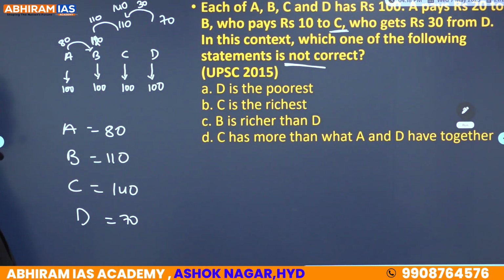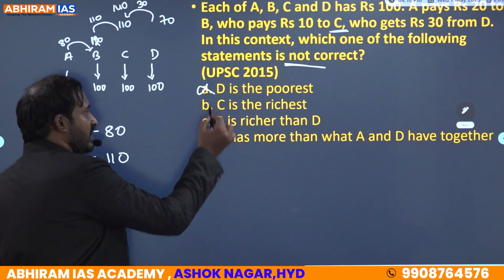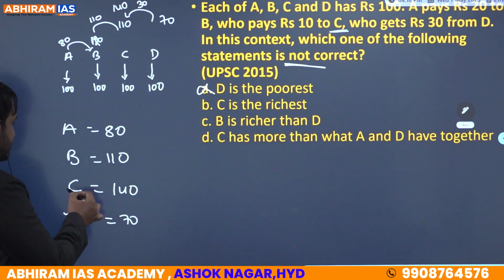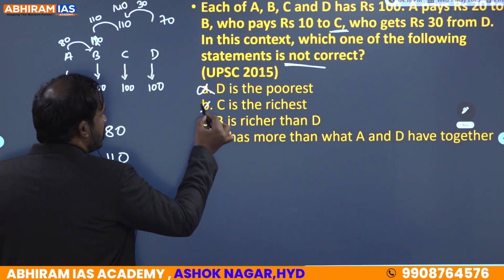First one, not correct. We should identify the wrong statement. D is the poorest. Actually, D is the poorest. That is correct, but that is not our answer. C is the richest. That is correct, but that is not our answer.